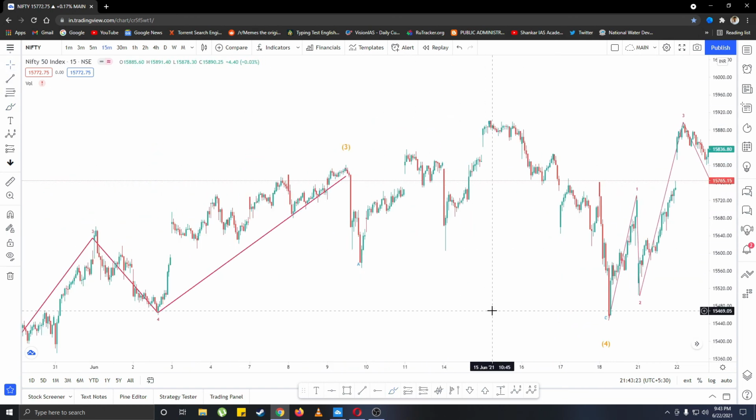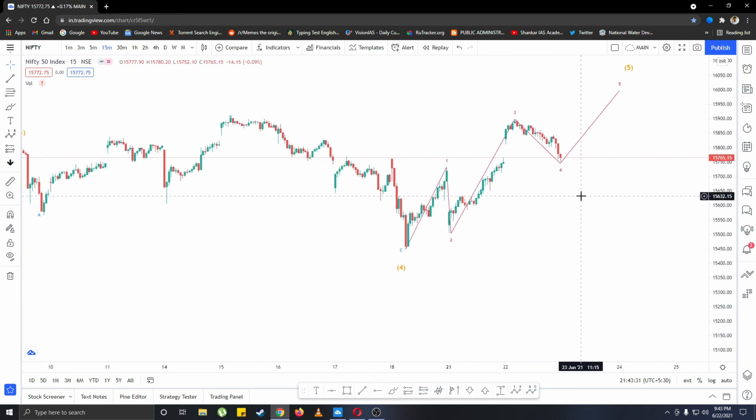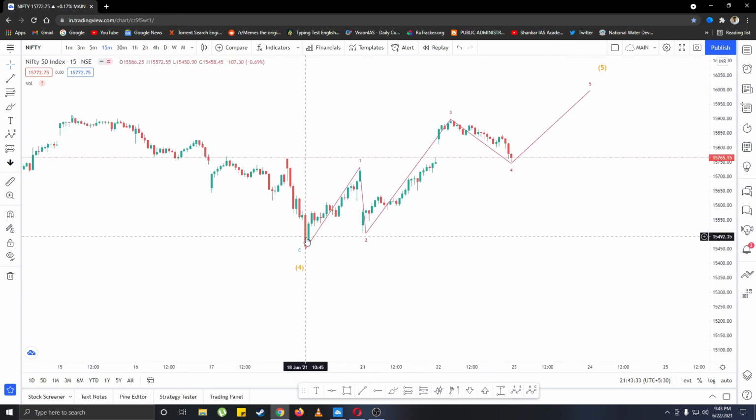So this is my current analysis. And after that we get an impulsive move. So I think that this counting is correct for now. But if there are any changes, we'll have to correct. And after that, I think this is a 1, 2, 3, 4 and a 5 in developing.